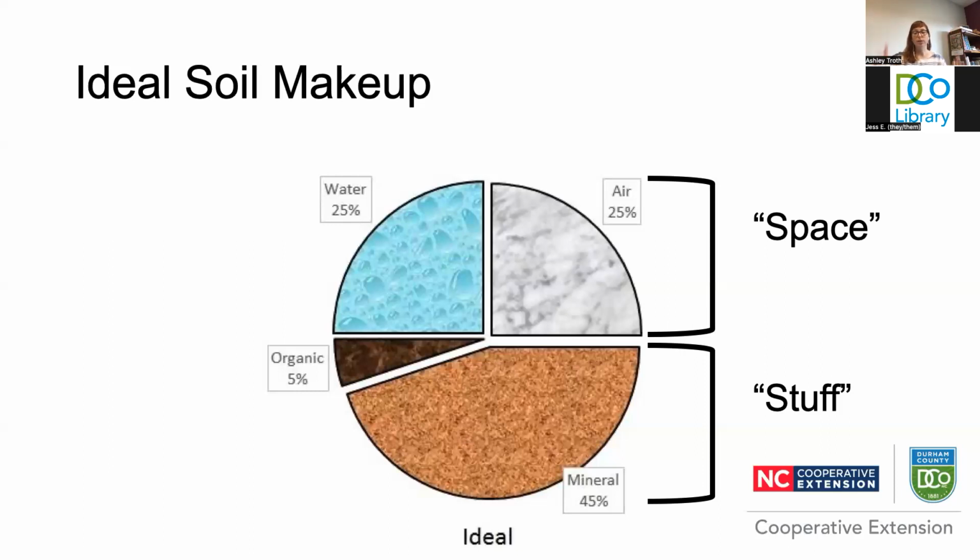So if I were to dig up a cube of perfect soil, it would be half just open space in between those particles. And in that, we would really like to see about half of it filled with water and half of it left open for air, because plant roots do need to breathe.